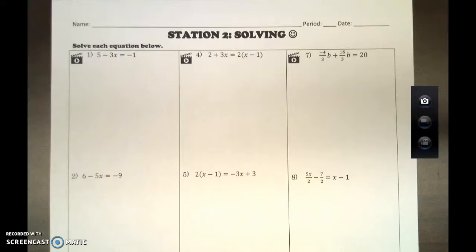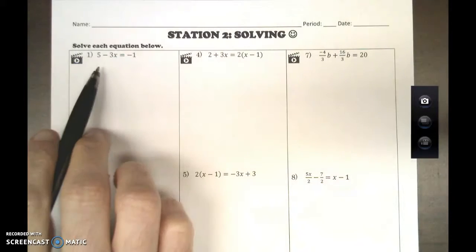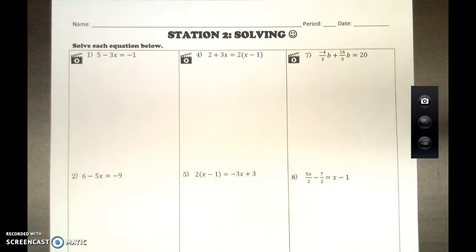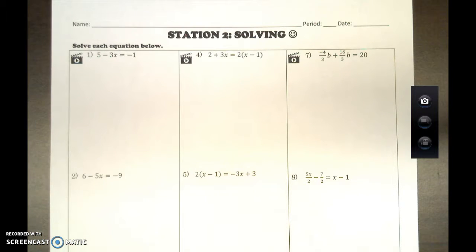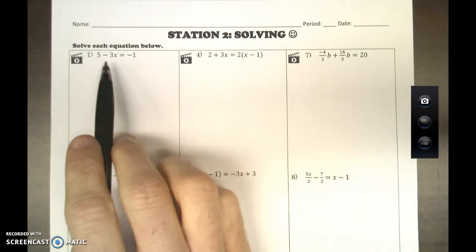Alright, now here's some practice with solving. So our first equation here is a two-step equation. What's tricky about it, where people make mistakes, is understanding what's happening. So remember, when we're solving equations, we're undoing what's happening to the variable x.